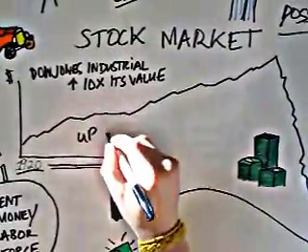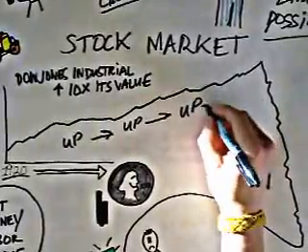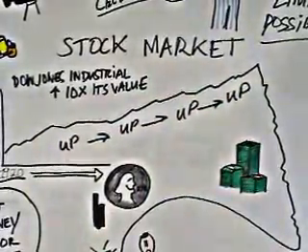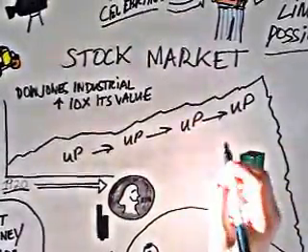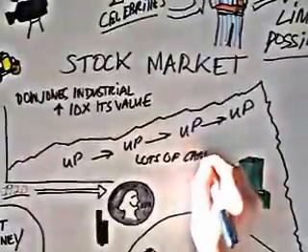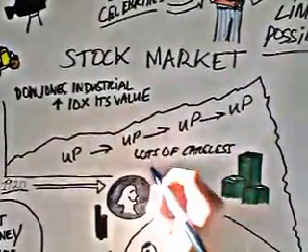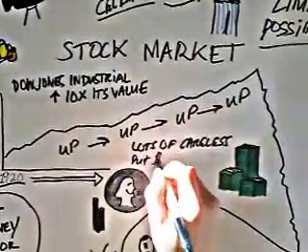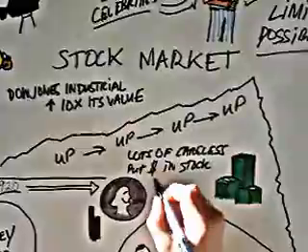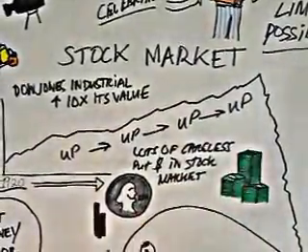So it just kept going up and up, and people kept drinking, and people kept going to jazz concerts and driving their fancy cars, and lots and lots of careless people put money in the stock market. Look at all this moolah. George Washington was very happy.